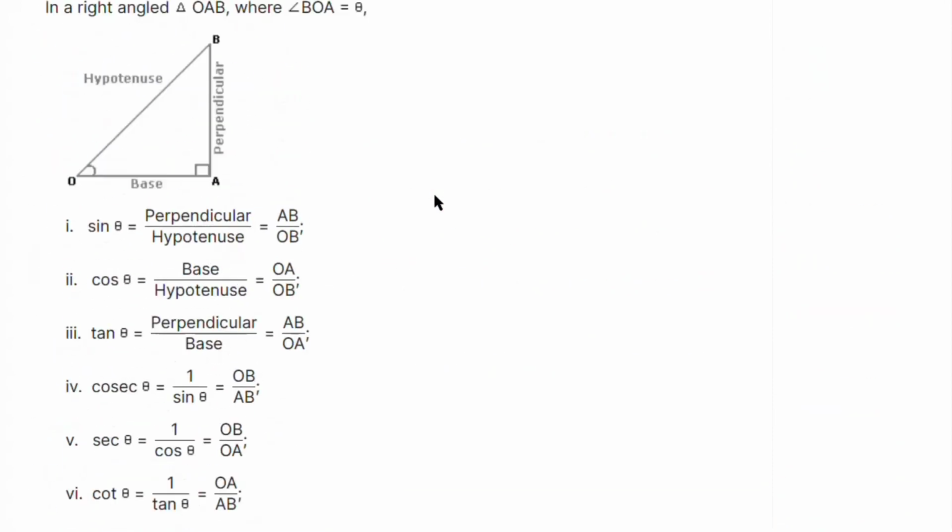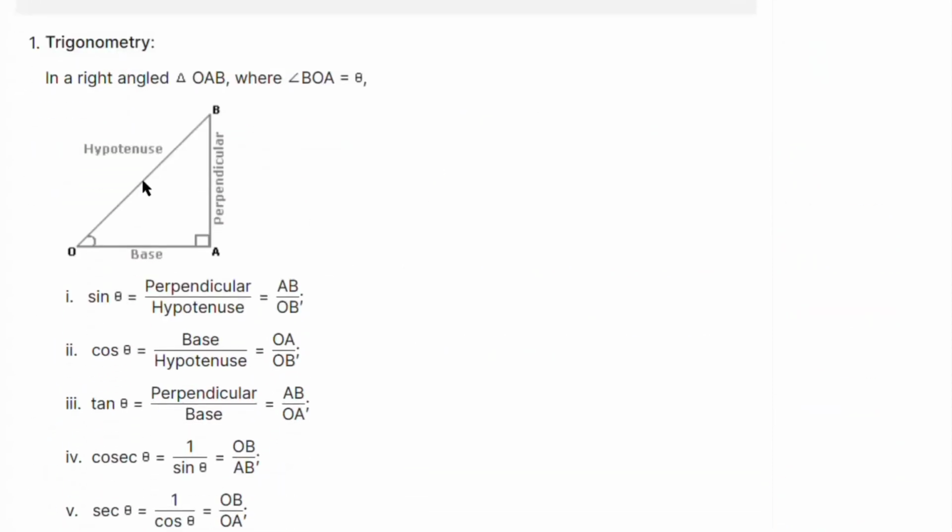Okay, first, we already know this is a right angle triangle, triangle OAB. Here theta is made at point O. So sine theta is equal to perpendicular, this is the perpendicular line, or else we can call it opposite as well. And this is the base, and we can call it adjacent also. And this is the hypotenuse line.